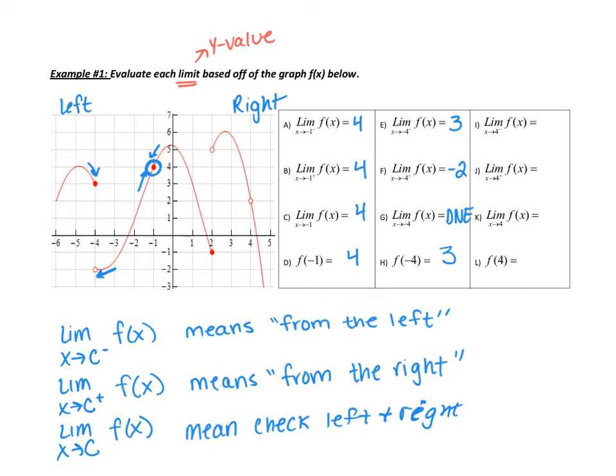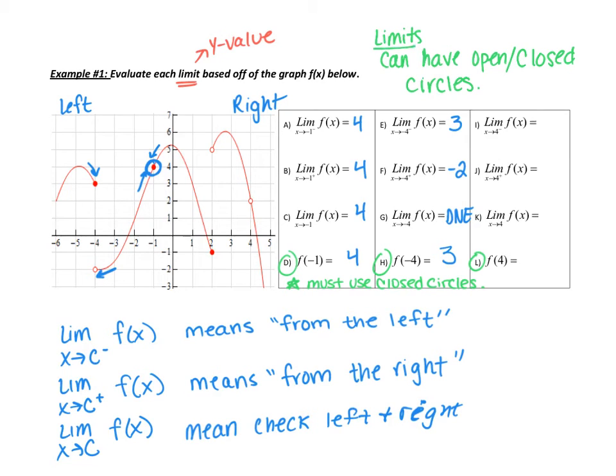So if you want to write a couple of notes, these guys, D, H, and L, if you want to put a little star, they must use closed circles when you're evaluating the functions f of x. Limits can have open or closed circles. I can even write that up top here. Limits can have open or closed circles. And that's because the definition of limits is it may or may not reach. If it does reach, it's closed. If it doesn't reach, it's open.